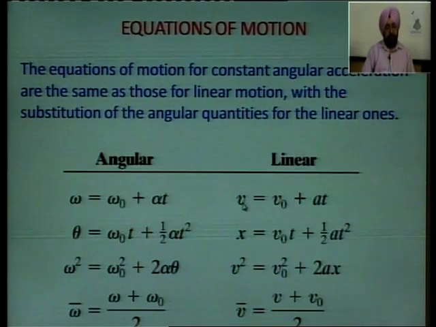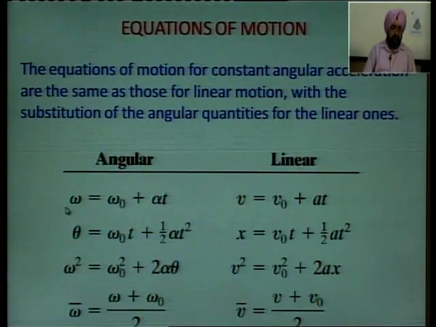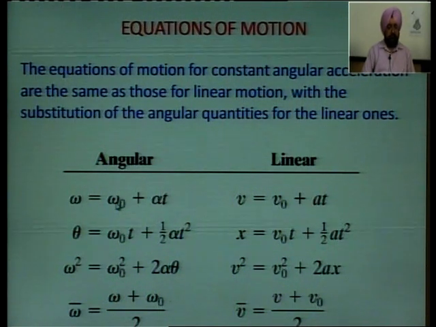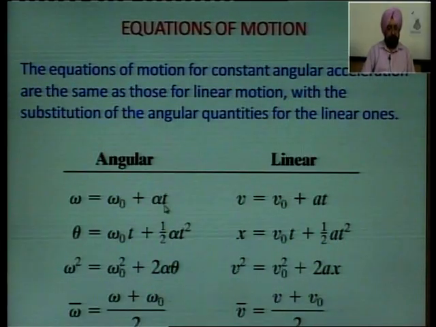Linear velocity is v here, angular velocity is omega. So, the place for linear velocity in the case of rotational motion has been taken by angular velocity. So, instead of v you get omega, instead of v naught it becomes omega naught. A is linear acceleration, alpha is angular acceleration. So, the equation takes the form omega equal to omega naught plus alpha t.